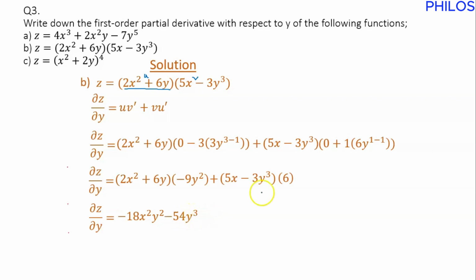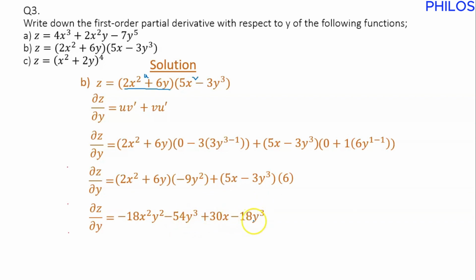Then positive 5x times 6 should give you, or 6 times positive 5x should give you what? Positive 30x. And then here we have negative 3y cubed multiplying 6. Now, 6 times 3 is what? 18. Or 6 times negative 3 is negative 18y exponent 3. So that will be negative 18y exponent 3.